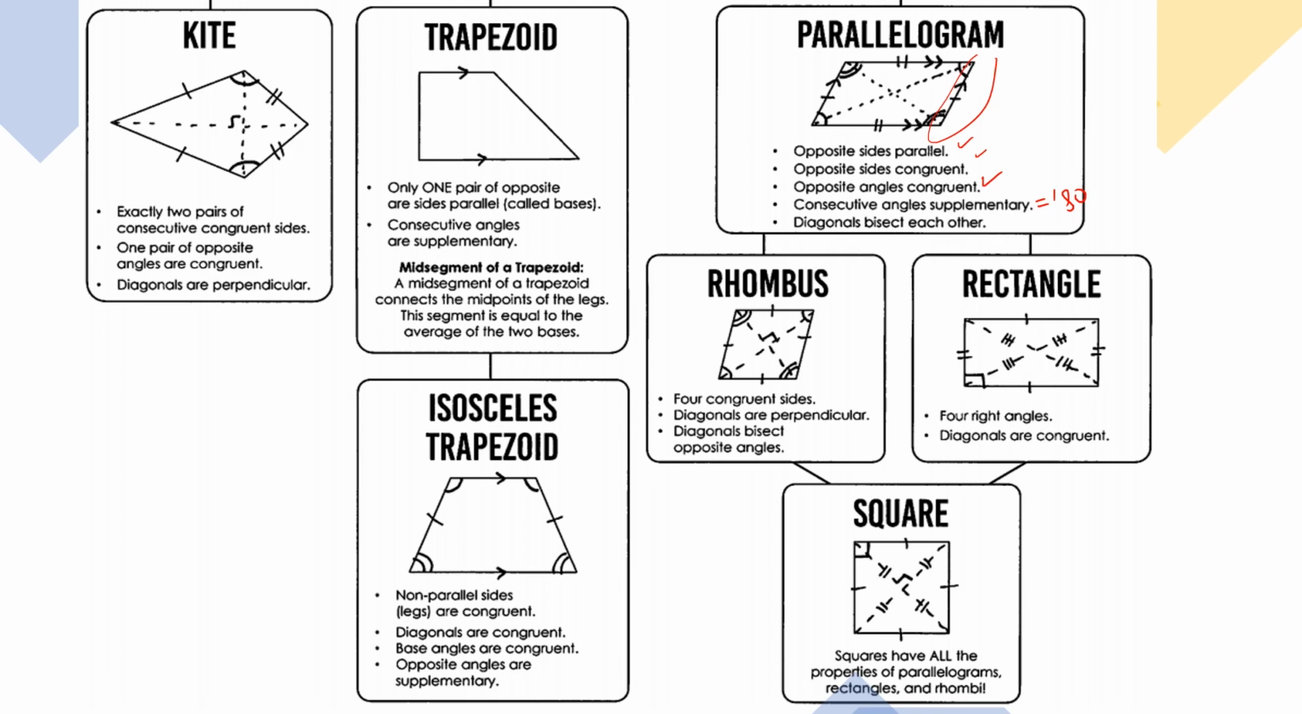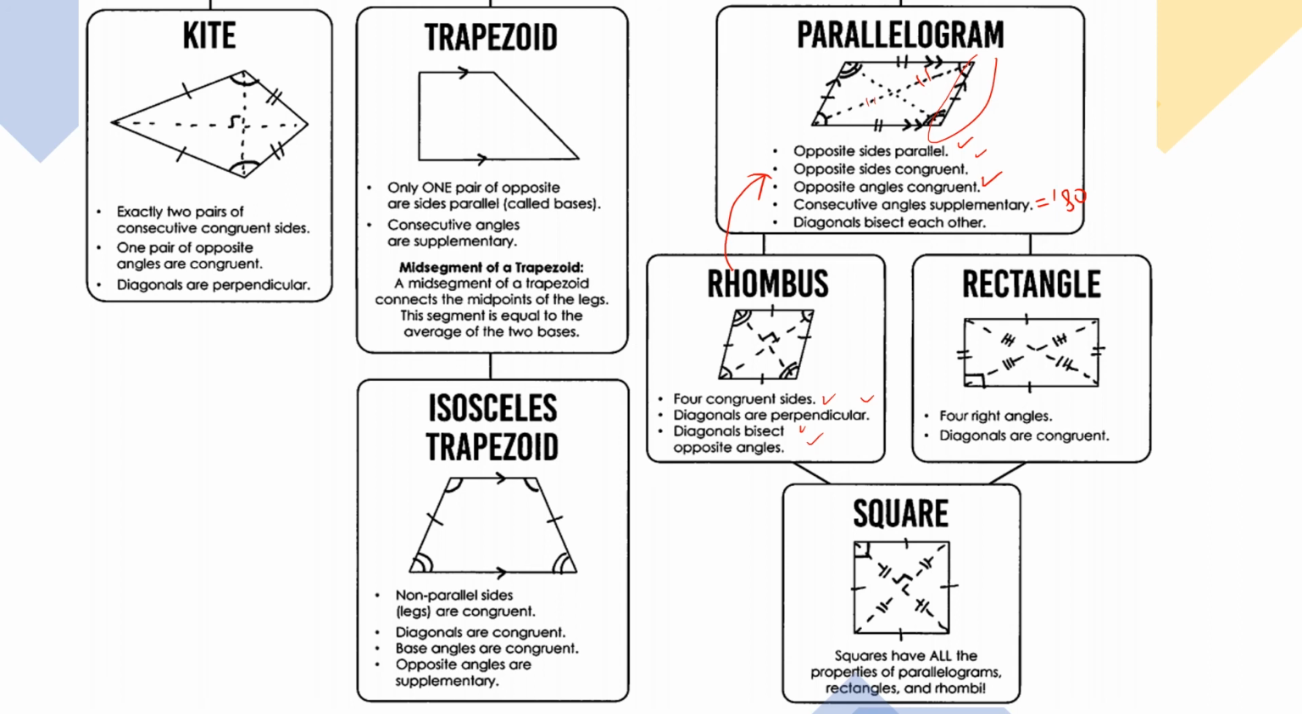And the diagonals bisect each other, meaning they cut each other in half. Okay. A rhombus, rectangle, and square also have the same conditions as a parallelogram, but they also add these extra conditions. So a rhombus will have all of these, right? But then it will also have 4 congruent sides, diagonals are perpendicular, and so forth.